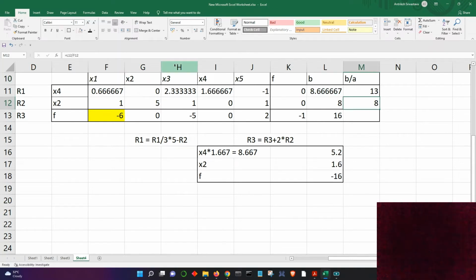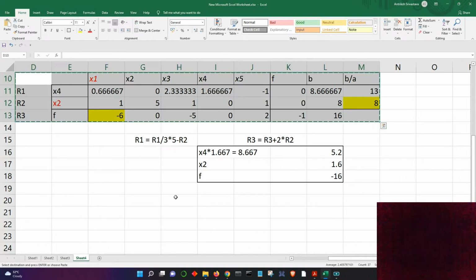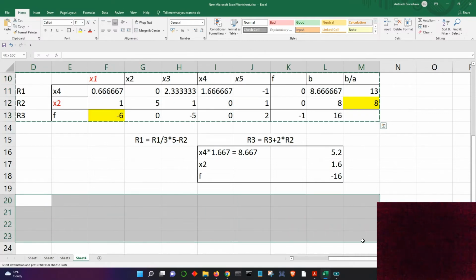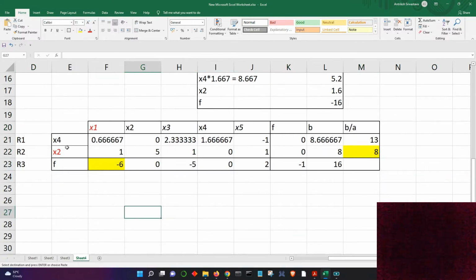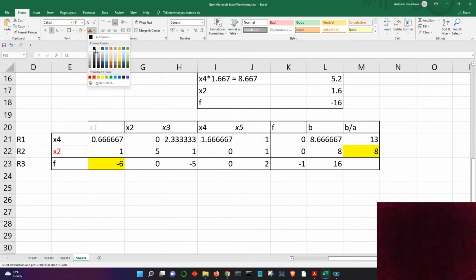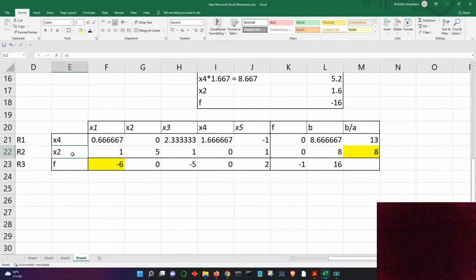So let's highlight this minimum value, and this is going to replace this. Okay, now let's make a new table. So let's remove x1 here. So, okay, now tell me which row is going to remain the same and in which row we have to make the coefficient of x1 as 0.